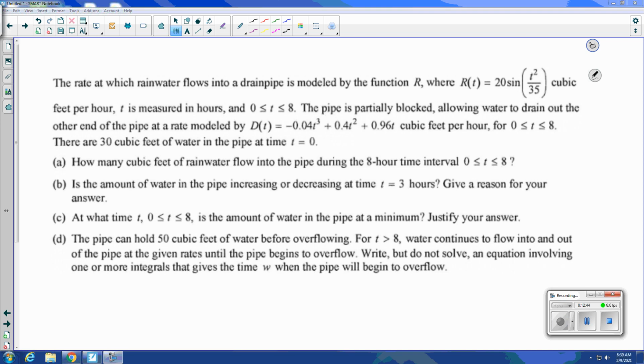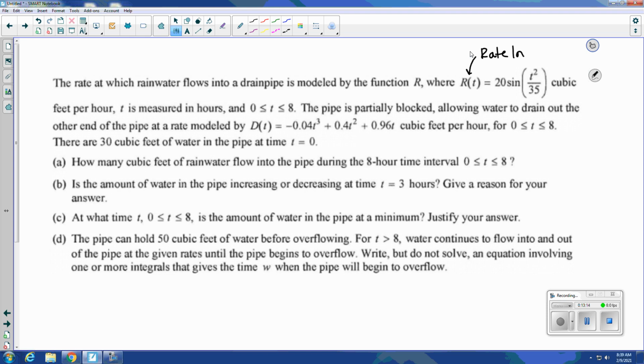So this AP question is calculator involved, so I'm not going to make the actual computations, but we'll talk about how to set things up and what you should look to do to actually get the answer. So the rate at which rainwater flows into a drain pipe is modeled by the function R. So this is our rate in function. So let's make a note of that. T is measured in hours, and it's ranging from 0 to 8. So we have some closed interval, so that may become important later on.